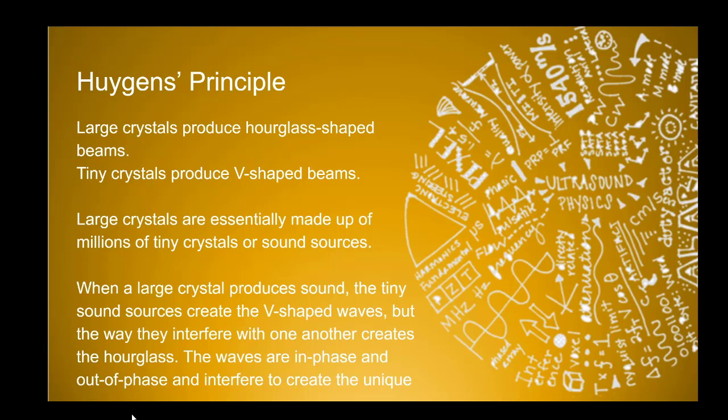So if we think of really large crystals creating that hourglass, we can think of the really large crystal as a bunch of tiny itty bitty sound sources that are working together to create that hourglass shape. So there's lots of sound sources within the large crystal. And when those tiny sound sources create their sound, remember they make those V shapes. As all those little V shapes come out of the large crystal, we expect some to deconstruct and some to construct with one another. And what we end up getting is some cancellations and amplifications and changes of the wave, and that is where we start to get our hourglass shape. It's just the way that all those little V's interact with one another.